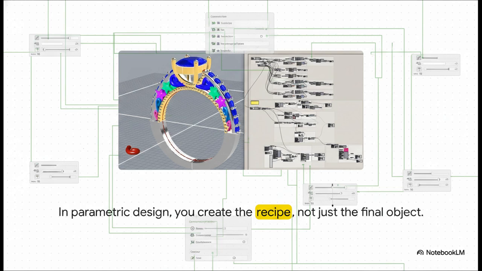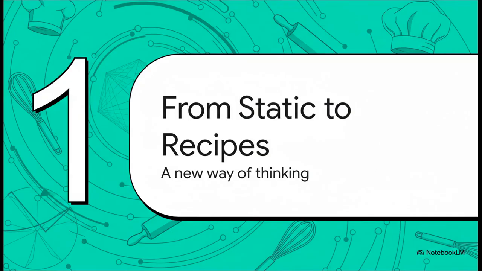But parametric design completely flips that idea on its head. See, instead of building the final object, you're building the recipe for it. You're creating this whole dynamic system where every single part knows about every other part. You see this wild-looking diagram? That's not just a bunch of code. That is the literal recipe for the ring you see. And the best part? You change just one ingredient in that recipe and poof, the whole design just updates, all by itself.